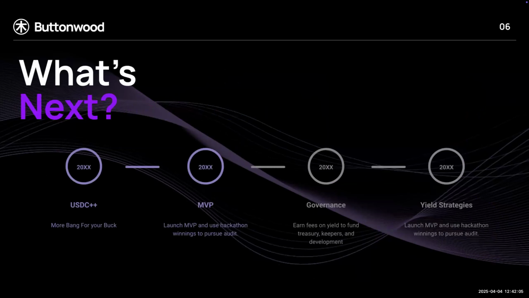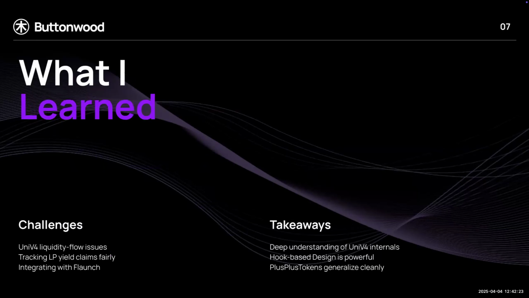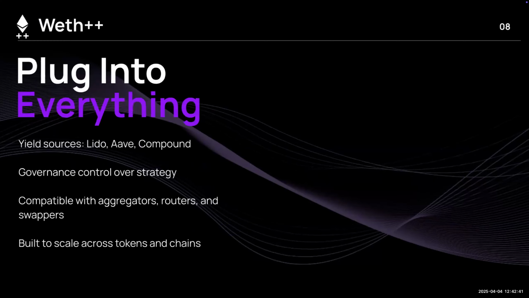As I keep building, the plan is to extend this to USDC++, or as I like to say, more bang for your buck. Aggregate multiple yield strategies, launch some governance tokens, and even vote on where the yield can go. We can even do some clever things like skim a portion of the earnings to fund the development and the keepers. Through all of this, I learned how liquidity moves really cleverly in UniV4, how the pool manager works, and that hooks can be super powerful when you design them responsibly. I also learned how to build yield tracking mechanisms that are accurate, gas efficient, and fair for the LPs.